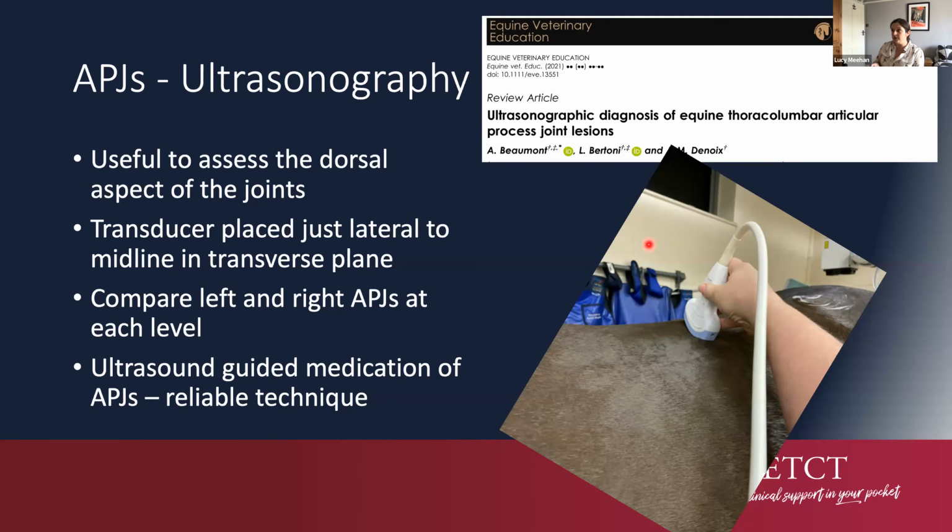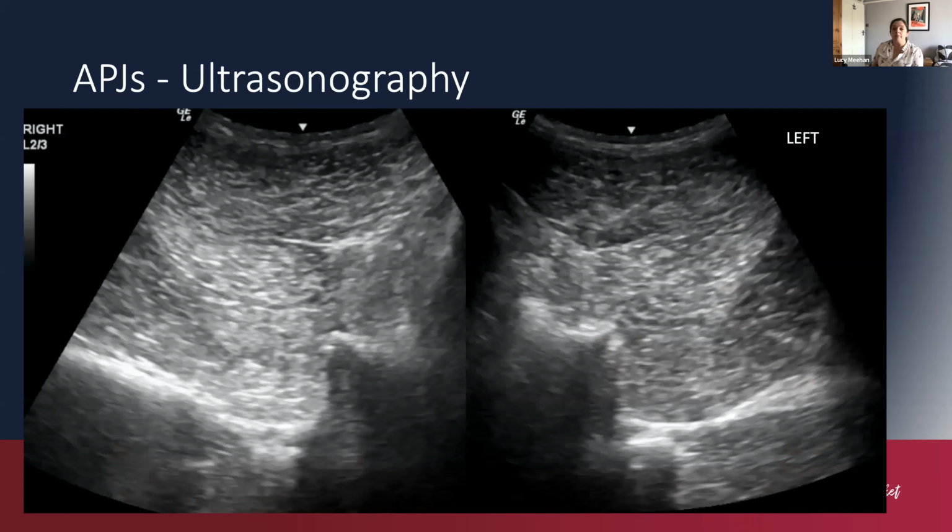There is a really lovely review article that's just been released ahead of print in Equine Veterinary Education, which is where I borrowed the dissection images from, and also it has some absolutely beautiful anatomical descriptions and some absolutely beautiful ultrasound images showing you what you're looking at at this level. One of the main reasons for ultrasounding these joints is actually to then be able to do ultrasound guided medication. It's a very reliable technique, it's very repeatable, and actually it's been shown to be fairly easy to do for most practitioners.